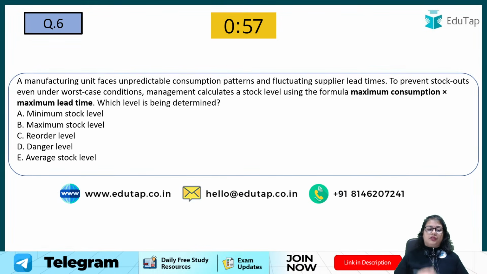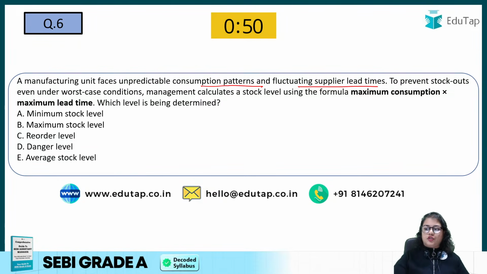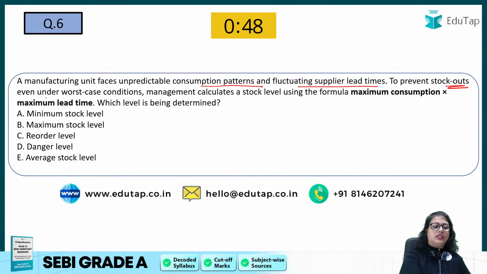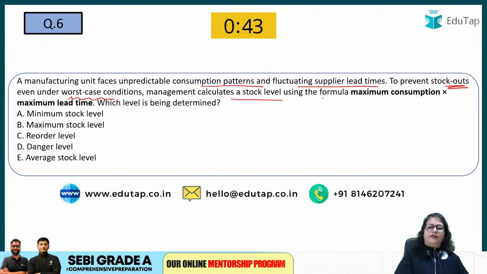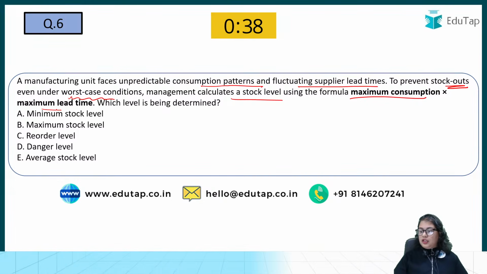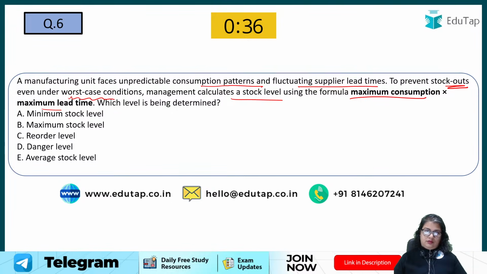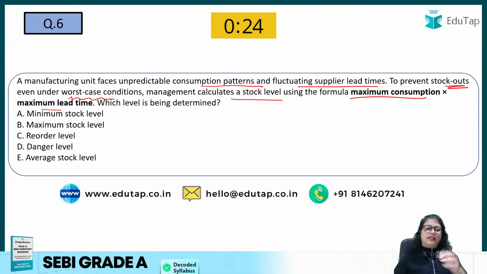A manufacturing unit faces unpredictable consumption patterns and fluctuating supplier lead times. To prevent stockouts even under the worst case conditions, management calculates a stock level using the formula maximum consumption into maximum lead time. So which level is being determined? So basically अगर आपको इतनी सारी information ये दे रहे हैं, but they are just telling you, if you just do the smart work, they are just asking you that what is the formula, that is maximum consumption to maximum lead time, ये किसका formula है?